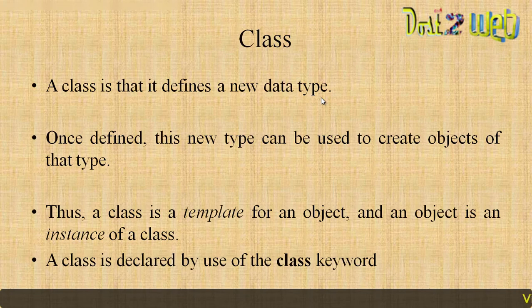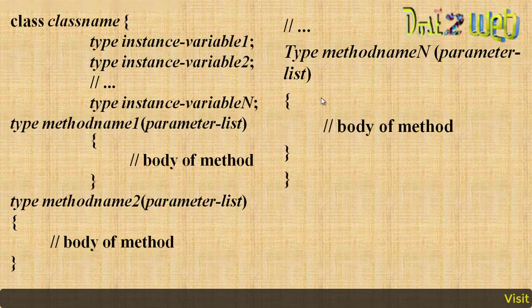You know that we declare a class using the keyword class, and the syntax is very simple, similar to C++. That is the class name, open brace, then the type, that is your data type, and instance variable 1. As many instance variables as you have, you can define. If you have any method, like get data, put data, display, you can define methods also. So type, method name 1. If you have any parameters, you can pass them, and whatever the operation of that method is, you can define here.